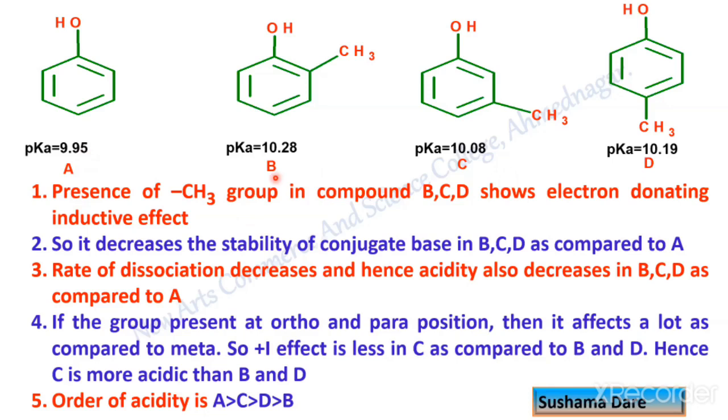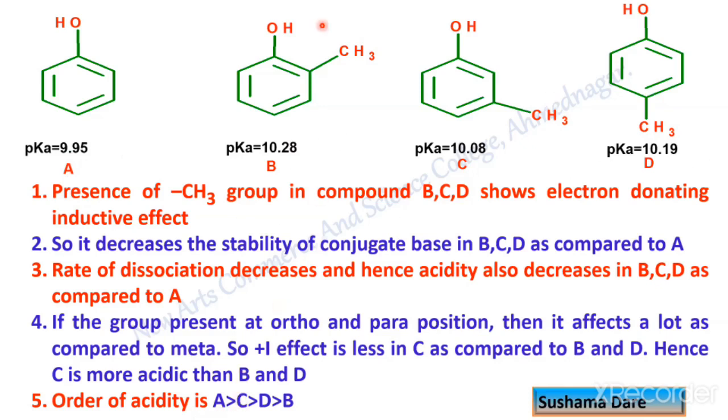But when we compare among B, C, D, as we already talked, if the group is present at ortho and para position, then it affects a lot. So look at compound B and compound D, they are weaker acids as compared to C. If the electron donating group is present at meta position, then its effect is less. So A is a strong acid, and next to that C is a strong acid.